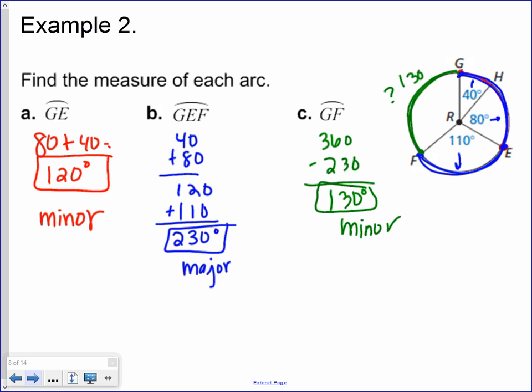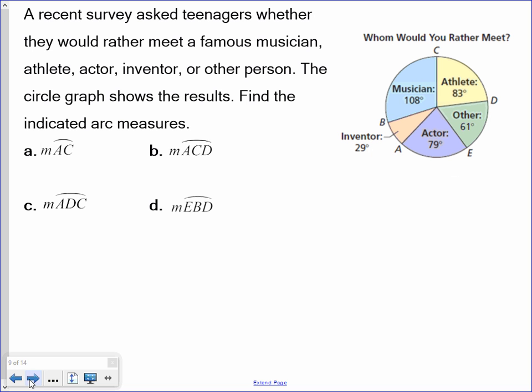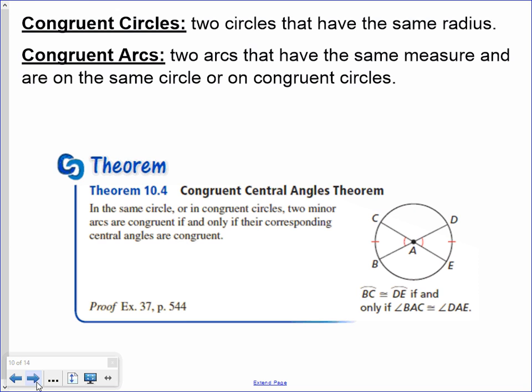So again, this is an example of showing you, I know HF kind of looks like it's a straight line. Make sure if they give you measures that you add them together. That would be 190 instead of 180. So HF is not a diameter. It's not a straight line. They should tell you whether or not it's a diameter, but they don't always do. So if you see a straight line, it probably is, but just be careful with that. Questions on that? We're going to skip that one for right now.